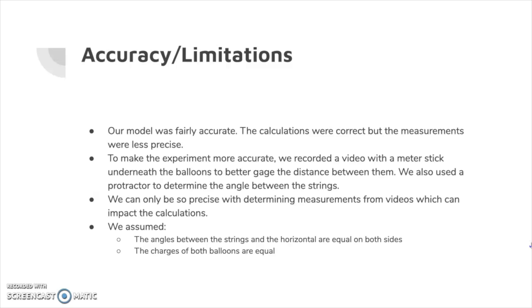Our calculations were as accurate as they could have been, but our measurements were based off of the video, so they can only be so precise. And to make this experiment as accurate as it could have been from measuring from a video, we used a meter stick underneath the two balloons in the video to better gauge the distance between them. And we also used a protractor at the top of the string to determine the angle between them. And doing this, you can only be so precise from the video. It was difficult to do this, so there was some inaccuracy there, and that would impact the calculations.